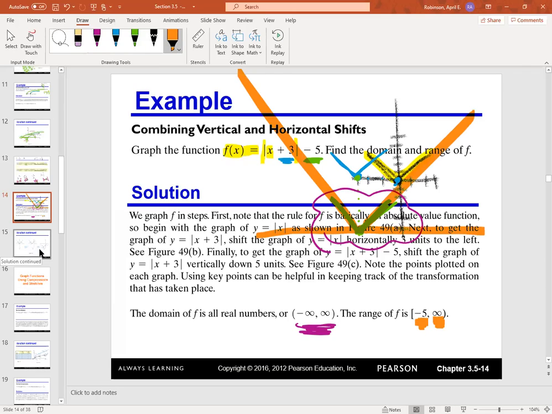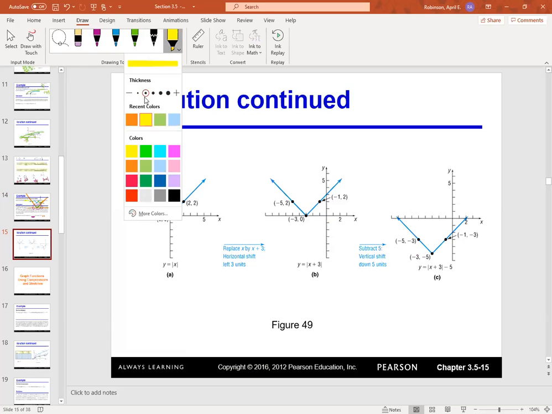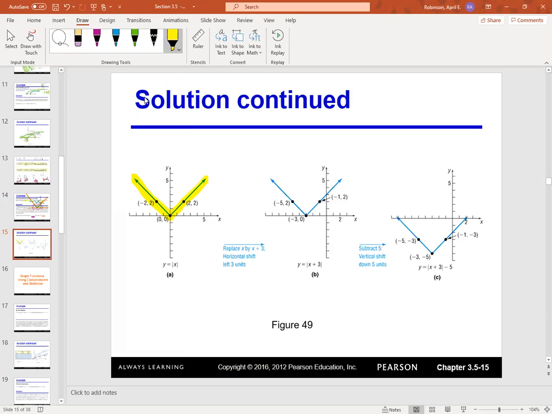And then, of course, here's their picture, which is exactly what I just did. It's right there. This was the original, because that's what they're saying, y equals the absolute value of x. Then when they looked at the x + 3, it shifted it to the left 3. And then when they added in the subtraction of 5, that's when it went down 5 and landed right there.